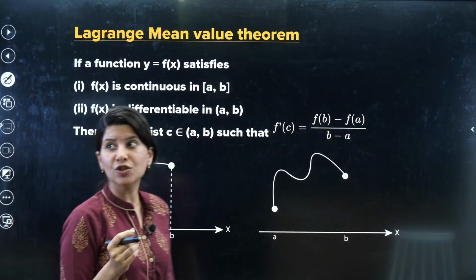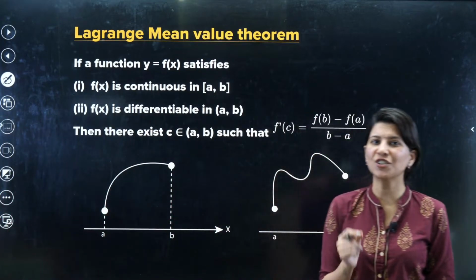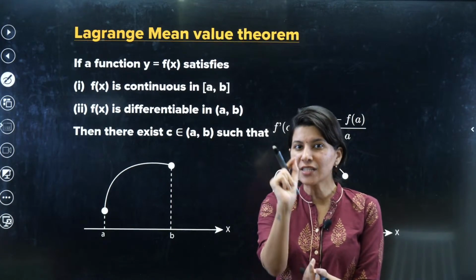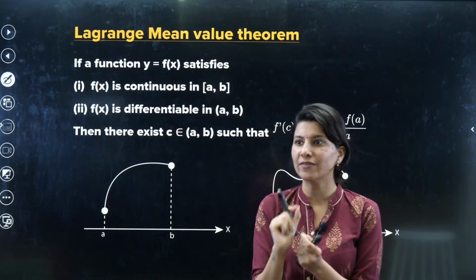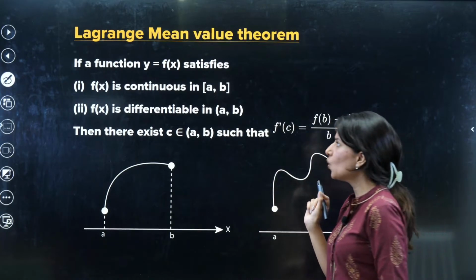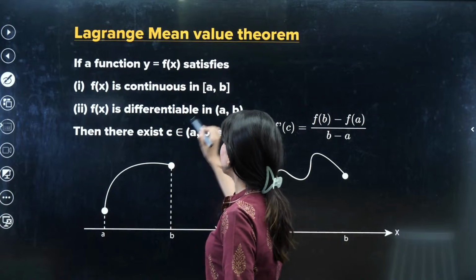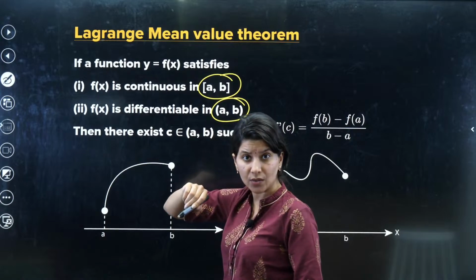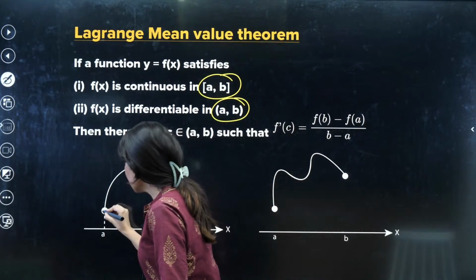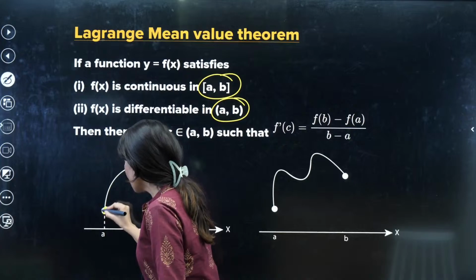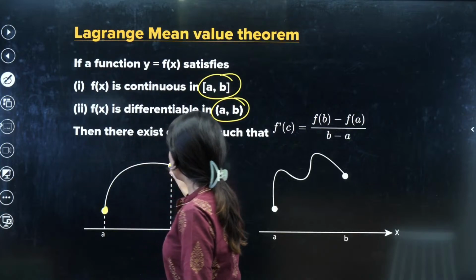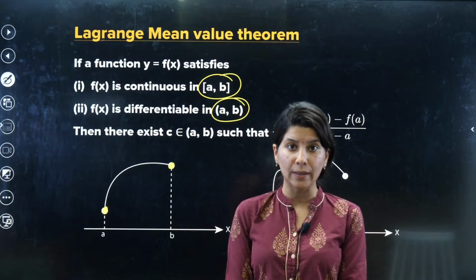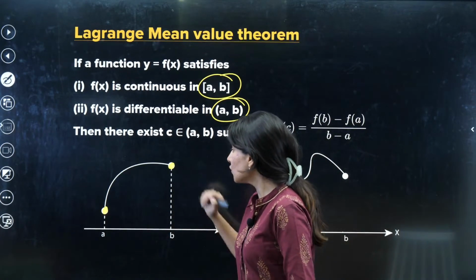Now we have Lagrange's mean value theorem. Lagrange's mean value theorem is a little bit similar to Rolle's theorem, with just one difference. Again f(x) should be continuous in the closed interval and differentiable in the open interval. If this is the case, then this is your f of a and this is your f of b. This time f of a and f of b are not necessarily equal. So this time these two are not equal.